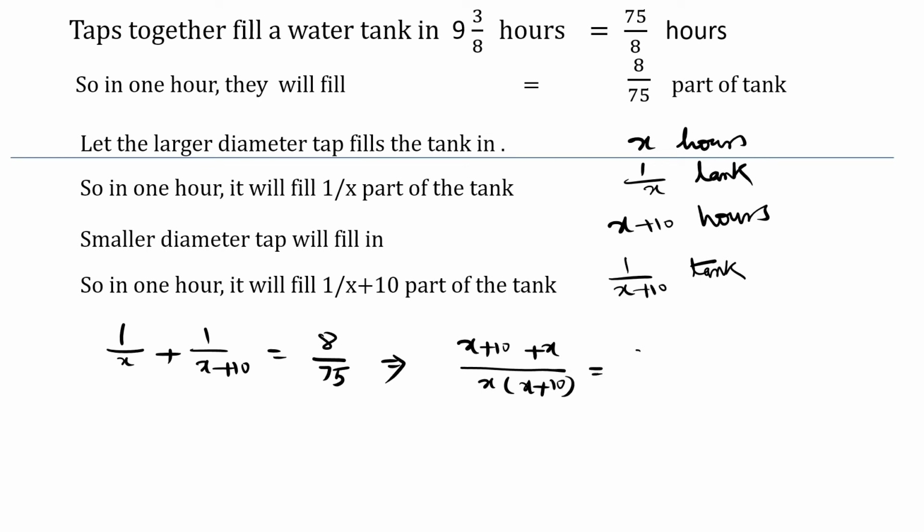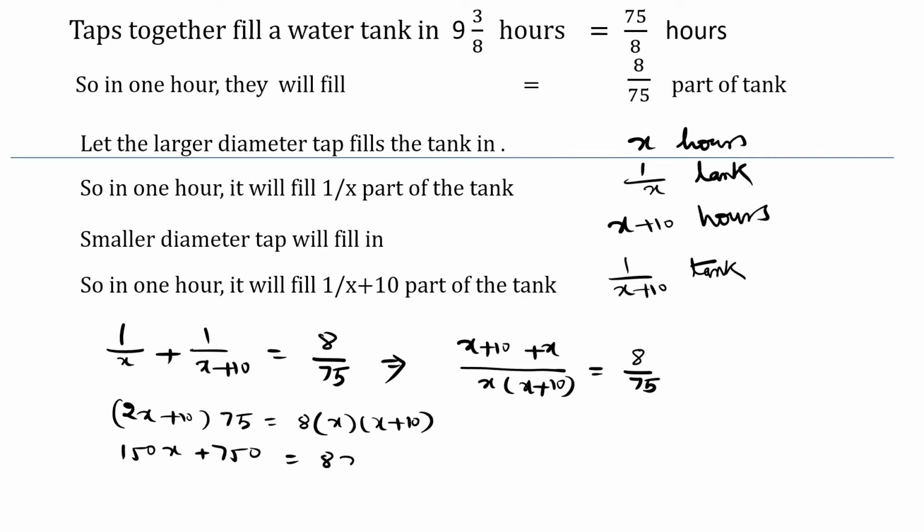Now taking LCM, we get x times (x + 10) in the denominator and 1 times (x + 10) plus 1 times x in the numerator is equal to 8 over 75. Now cross multiplying, we get (2x + 10) times 75 is equal to 8 times x(x + 10). Distributing, we get 150x + 750 = 8x² + 80x. Now transferring and collecting terms, we get 8x² - 70x - 750 = 0.